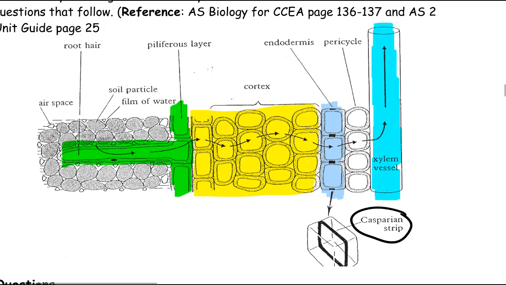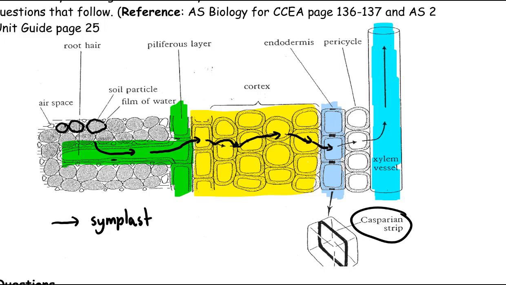So out here, we have got all the soil particles. So these big circles here are soil particles or soil crumbs. We have water around them. This is a root hair cell. Now, what we can see here is that the water moves in to the root hair cell and travels this way through the cytoplasms of the cells. And that is the symplast pathway.